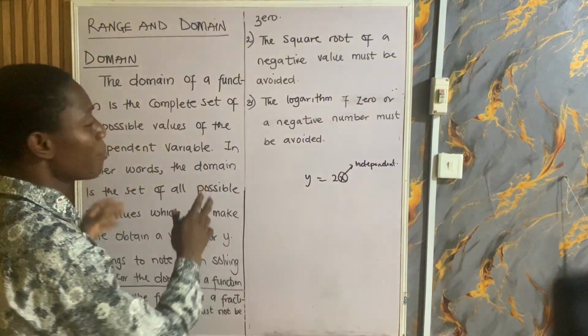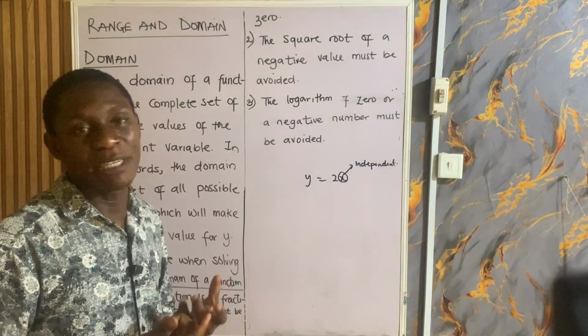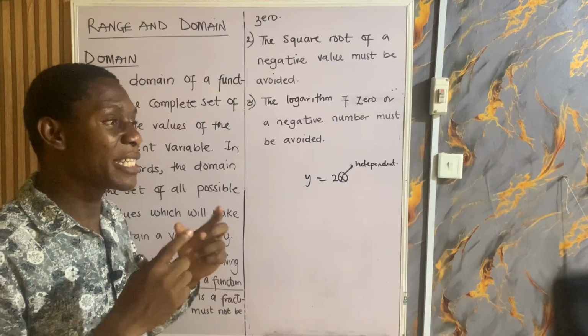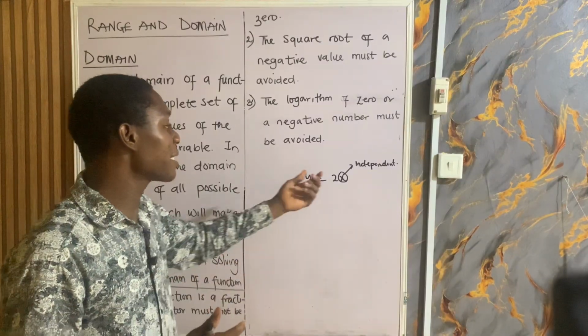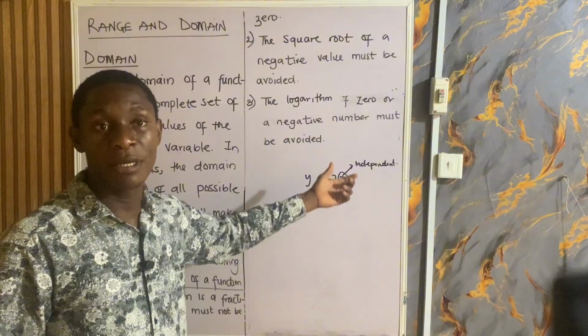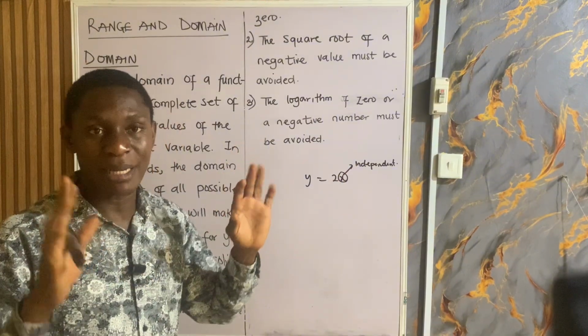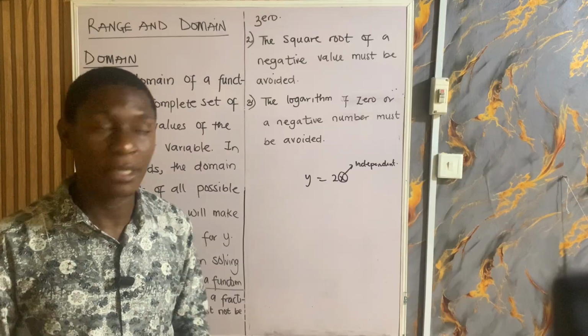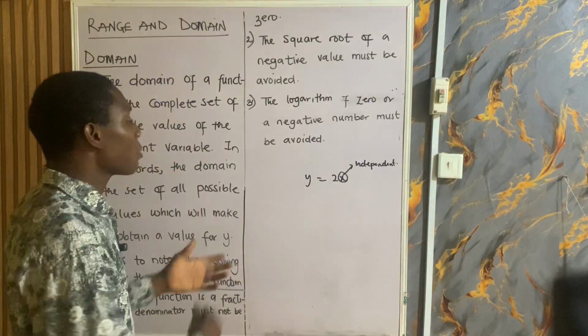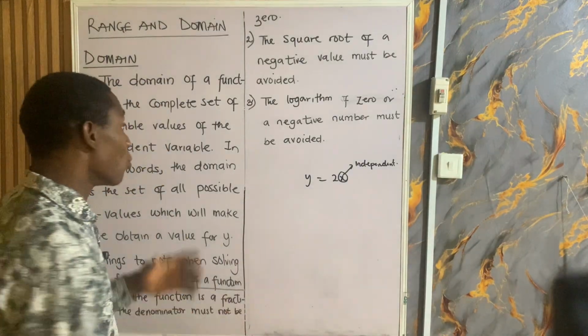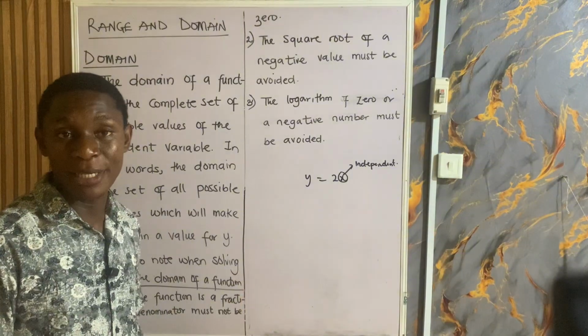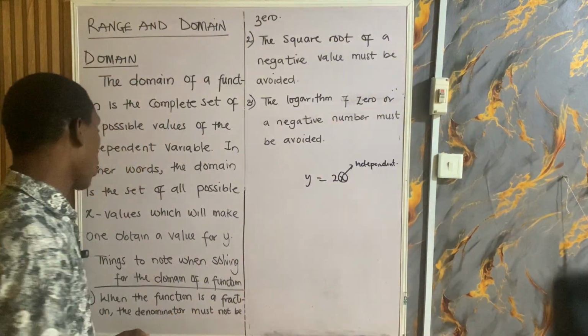So when we talk about domain, we're looking at all possible values of the independent variable. I'm saying independent here because it's not necessary that you use x. You can be using t, v, whatever value you want to use for the independent variable. But in mathematics, it's common we use x. And so all possible values of x, that's what domain is all about. All possible values of the independent variable is what domain is all about.